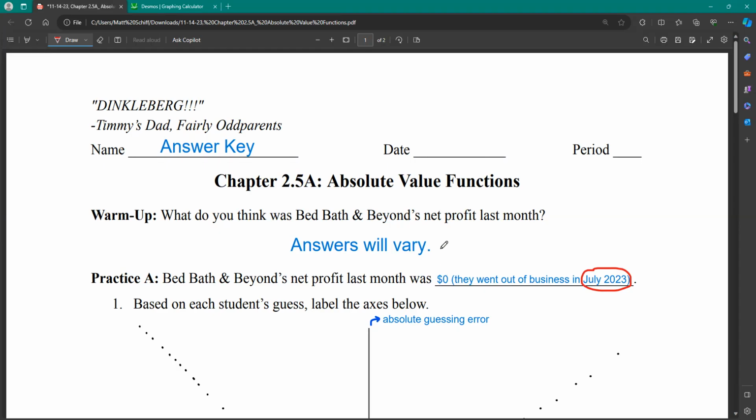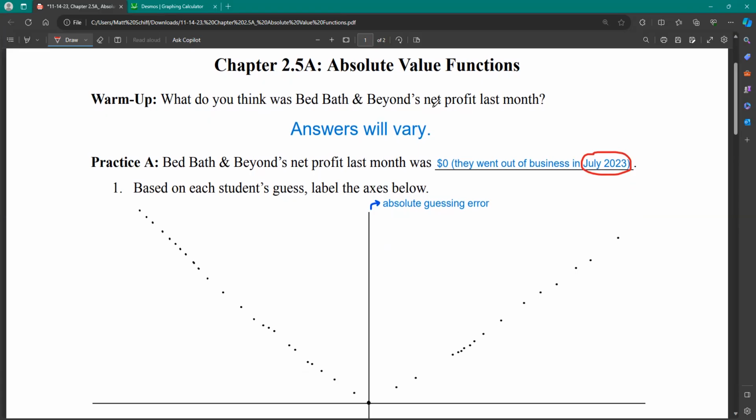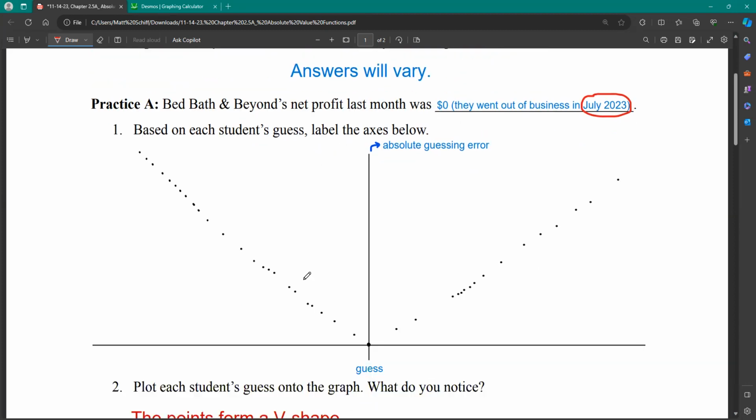So in class, I had all the students guess what the net profit was. I assumed no one had ever heard of Bed Bath & Beyond before. They hadn't known that it shut down. But we plot each student's guess onto a graph, and the vertical axis you see represents the absolute guessing error. In other words, how far off from the actual answer was your guess? Or, how far from 0 was your guess? So you can see the points form this V shape as a result.